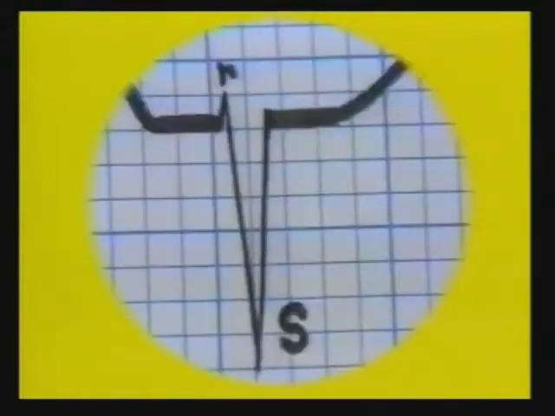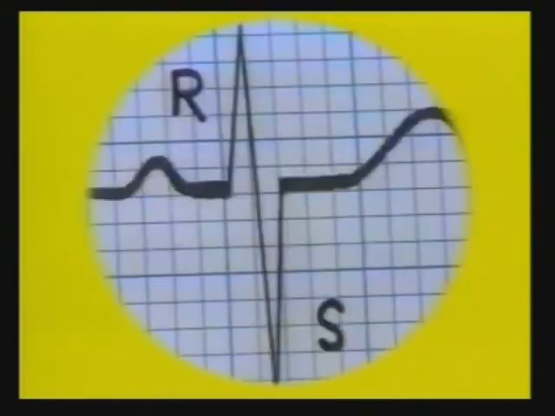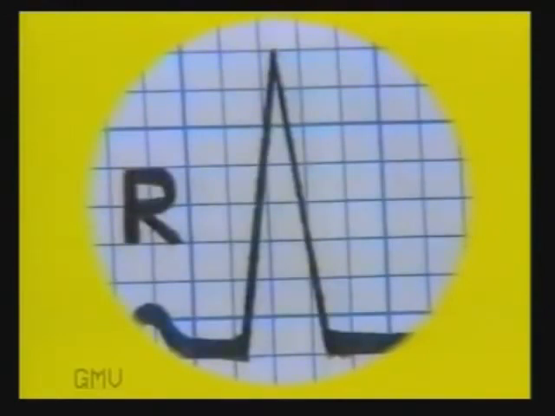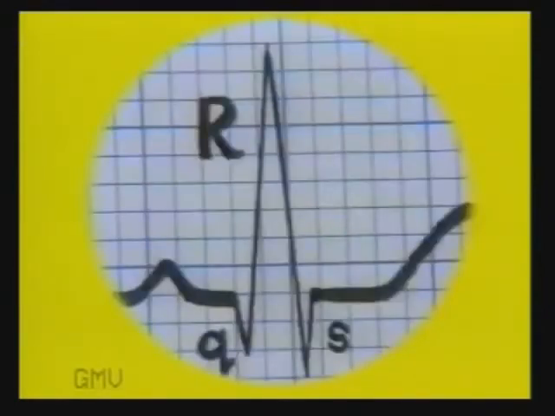Now we shall see a few QRS complexes to understand the terminology better. Here we see a small R wave and a deep S wave, an RS pattern. This is a tall R wave and a deep S wave, another RS pattern. And this is a tall R wave and a small S wave, again an RS pattern. You must have noted by now that prominent waves are written in capital letters and small waves in small letters. This is an R pattern with no Q wave, no S wave.